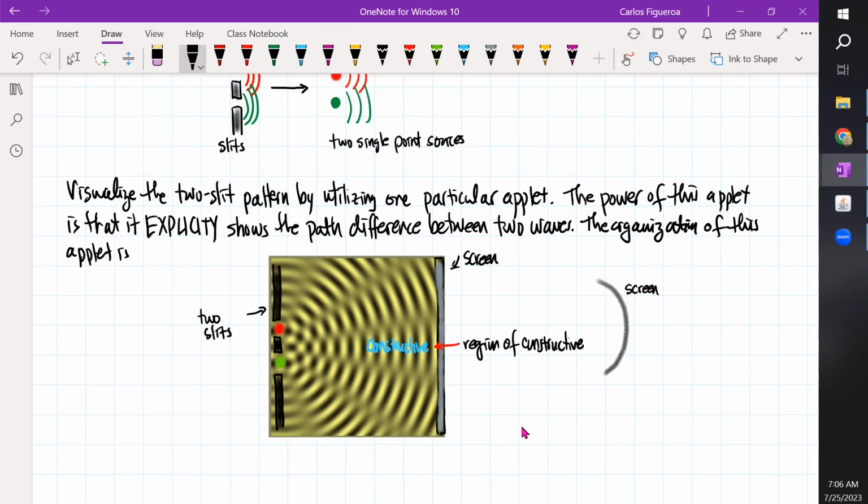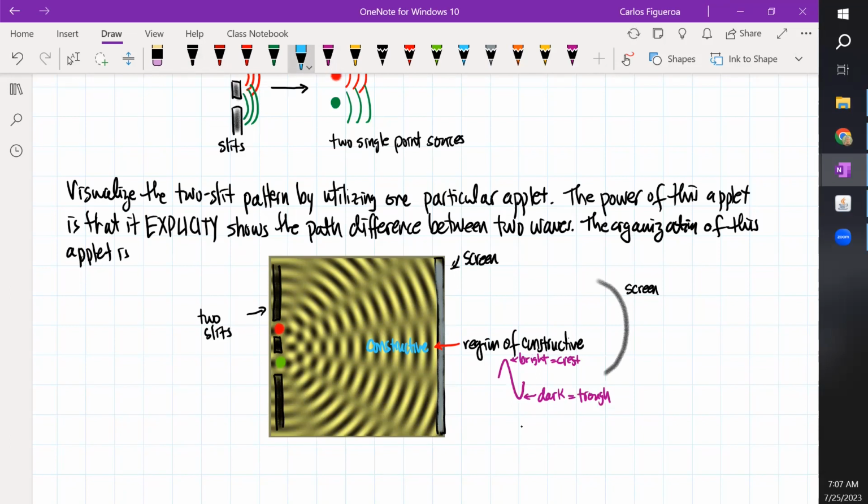Now, the reason you're seeing constructive interference is because you're seeing the crests and the troughs of the waves overlapping. So that means I have a wave that's looking like this. So this here is the bright, in this case yellow, and here this is the dark. The bright represents the crest, the dark represents the trough. So the waves are overlapping at that spot.